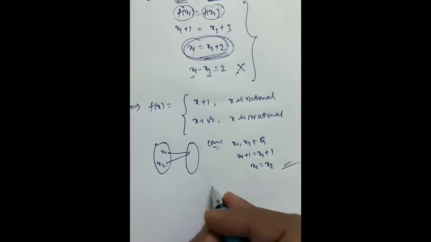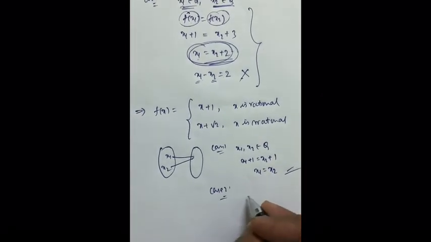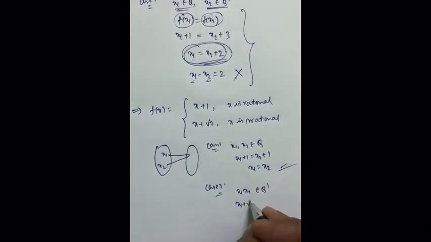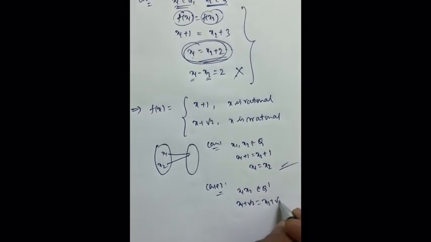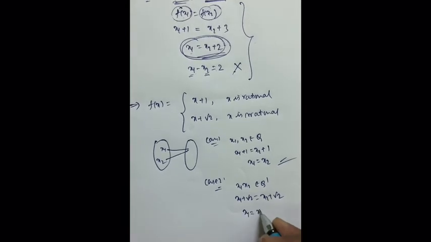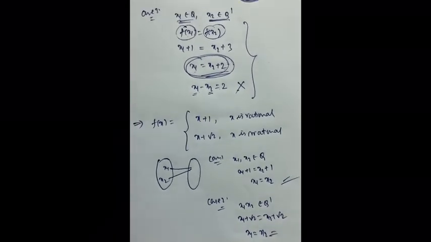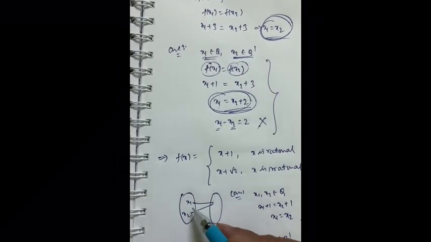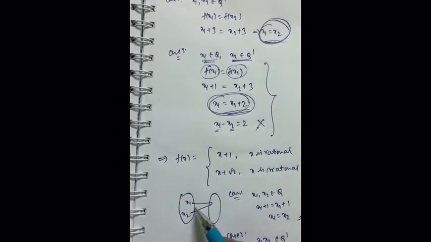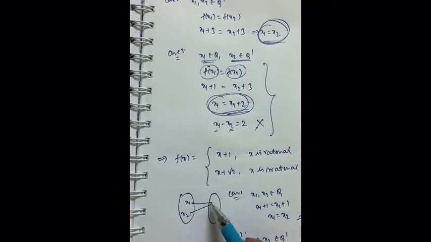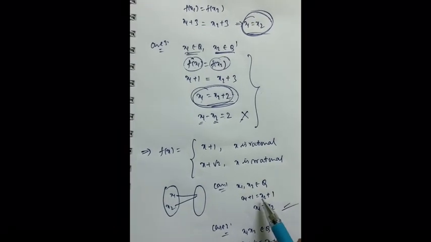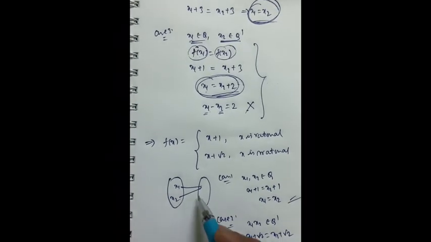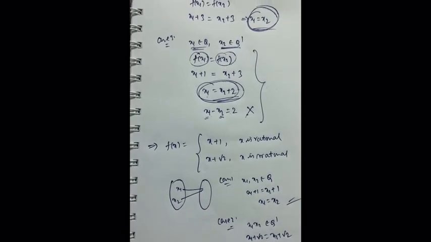Fine. Case 2: x1 and x2 are both irrational numbers, which gives x1 plus root 2 equals x2 plus root 2. We will again get x1 equals x2. Fine. Which means if the domain has only rational numbers, then it will be 1-1, because if x1 and x2 are both rational, different values are not possible since the images being the same implies both are equal. Same thing if the domain is completely irrational. Yes, that is it.